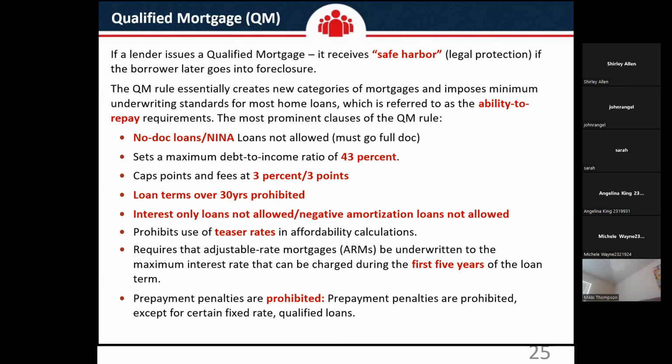A point is 1% of a loan amount. They have capped it off that there are going to be no loan terms over 30 years. Used to be you could get a 40-year loan, and we did a lot of loan mods to 40 years to try to give people the opportunity to get caught up and keep their homes, but not a qualified mortgage. You cannot be more than 30 years. There can be no interest only loans and no negative amortization loans allowed.